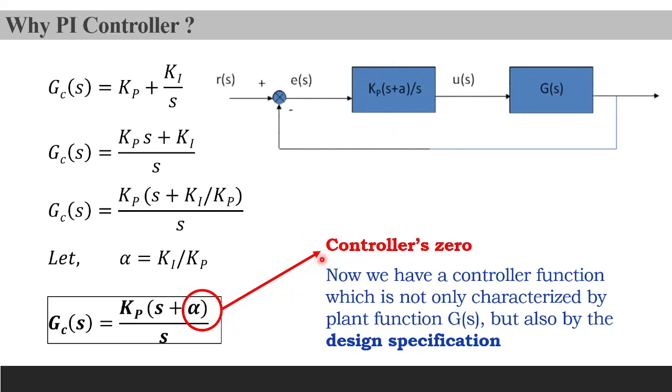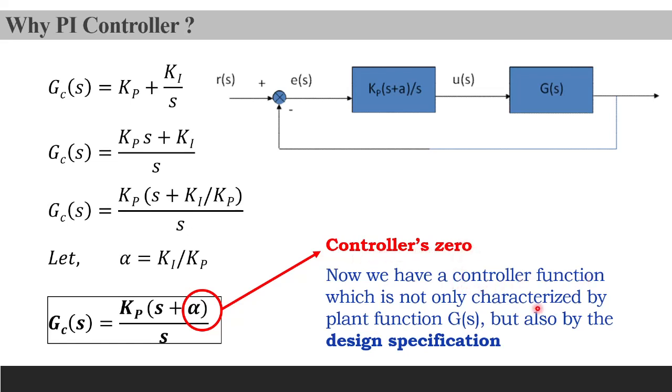Why is it a controller zero? Because this is not the plant function, this is the controller transfer function. If you equate the whole numerator with zero and find the value of s, you would get s equals minus alpha, which is the location of your controller's zero. We know that if you equate the numerator with zero and find the values of s, those values are called zeros. This is not for the plant function, so it is for the controller and we call it the controller zero.